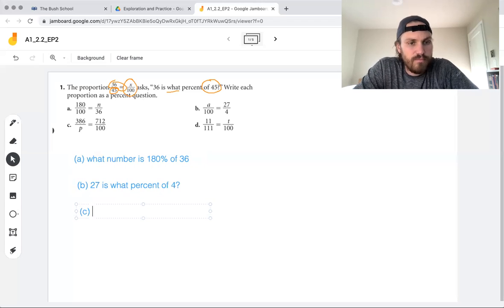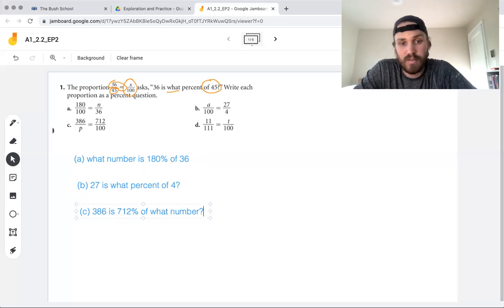But C, let's see here. We've got the 386. We've got a variable down in the denominator, which means we're going to need to have the phrase of what number. And then we have 712 over 100, which is 712%. So what I would write is 386 is 712% of what number? You may have written 386 of what number is 712%, and that's okay, but this is probably a little bit clearer.